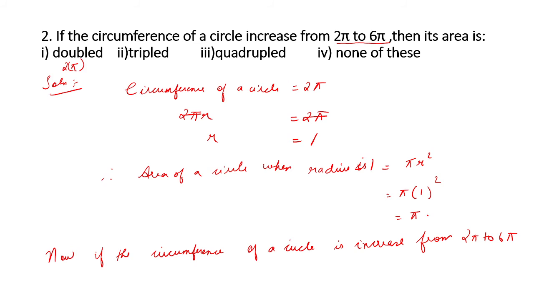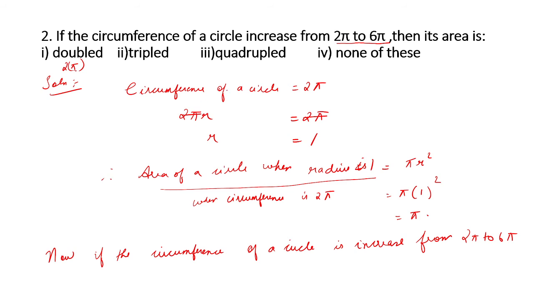Pi, because pi is the area of the circle when the radius is 1, or the circumference is 2 pi. Okay, this is what we mean. Circumference is 2 pi. How did we get this? Or why am I stating that when the radius is 1?